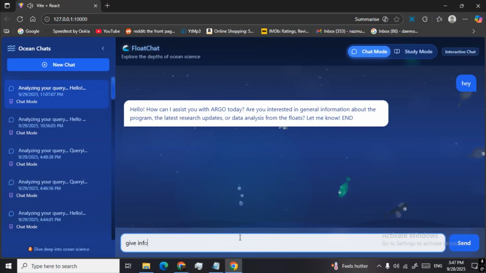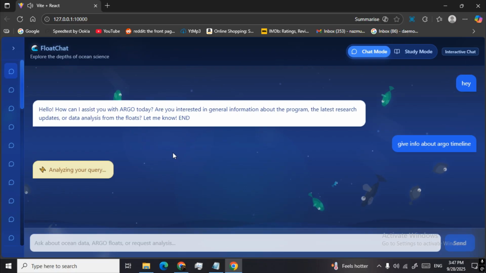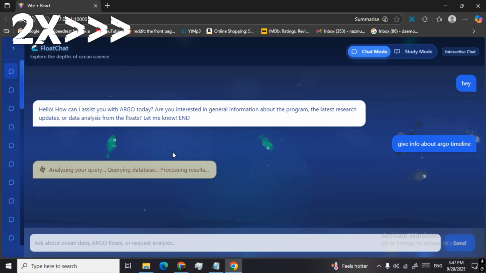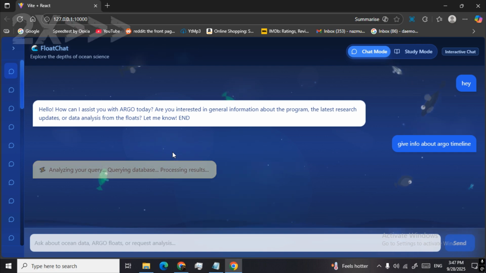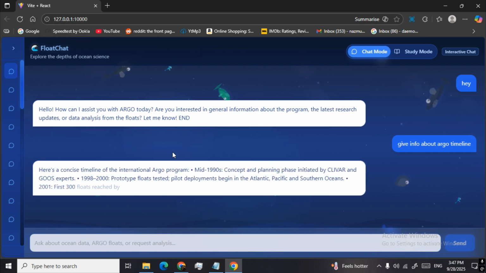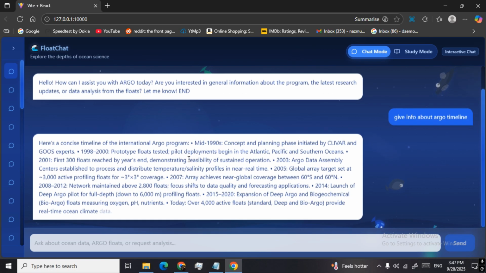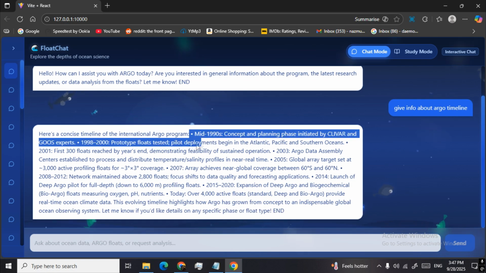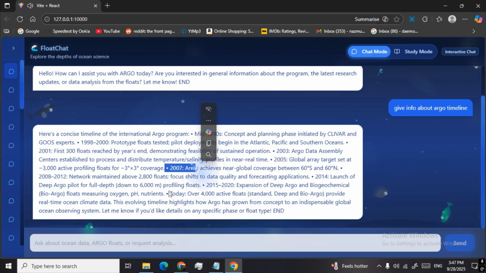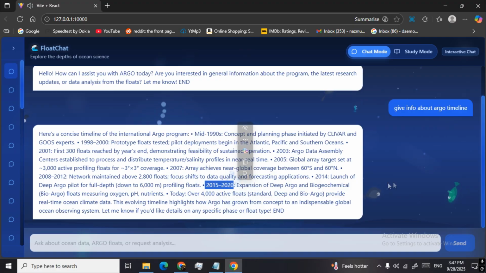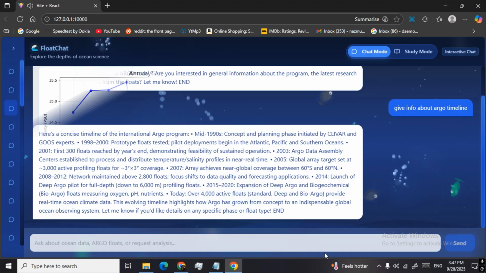So let's start by just trying out the basic mode. I can just ask it about the history of ARGO and the timeline about it. As we can see, the AI agent has analyzed our query and provided an appropriate response to our query. So let's move on to the web search mode.